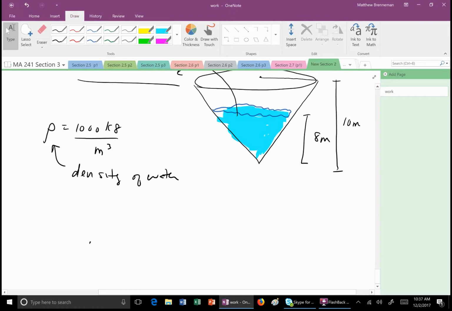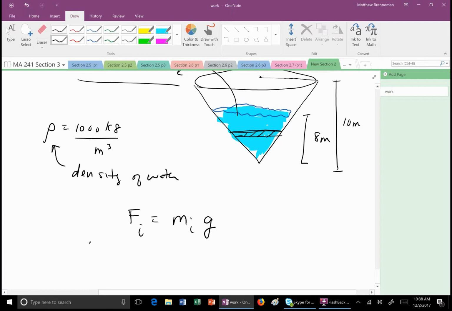Notice that the element of volume, I'm going to take a little slice. What is the force acting on this element? Gravity is acting, and the force acting on this is going to be constant, right? So the force acting on this little element is going to be mg.